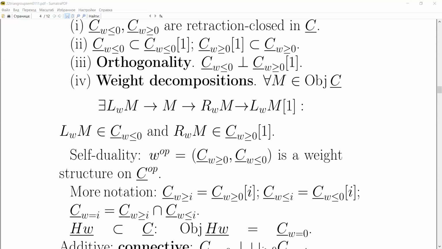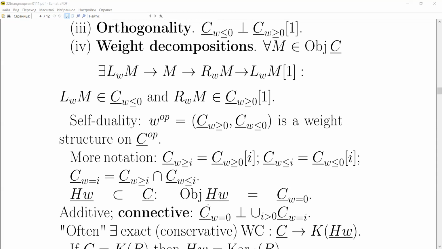An observation is that the definitions of t-structures and weight structures are dual in a rather simple way, and so this is one of the reasons not to call weight structures co-t-structures. Here is the notation for shifts. With the homological convention, I add i to weights. When I intersect, I obtain objects of weight exactly i, and the heart of w consists of objects of weight zero. So it's an additive category, and now it's connective: there don't exist any positive degree extensions between objects in the heart of w in the category C.